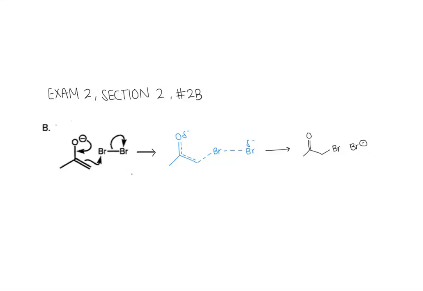I'm going to be giving a rundown on Exam 2, Section 2, Number 2B. In this question, you were given a set of curved arrows on structures, and we were supposed to come up with the product. So the way I've laid this out is by drawing the transition state.